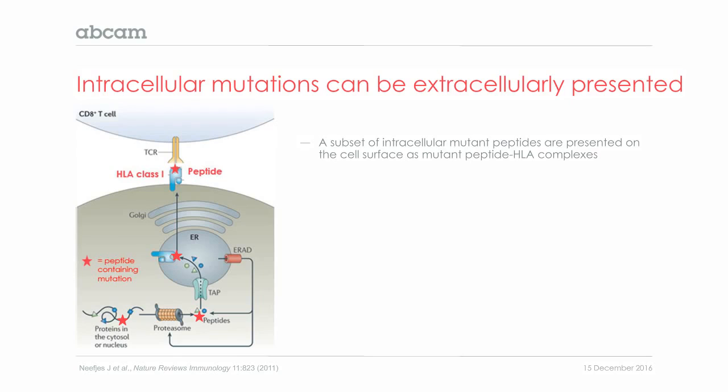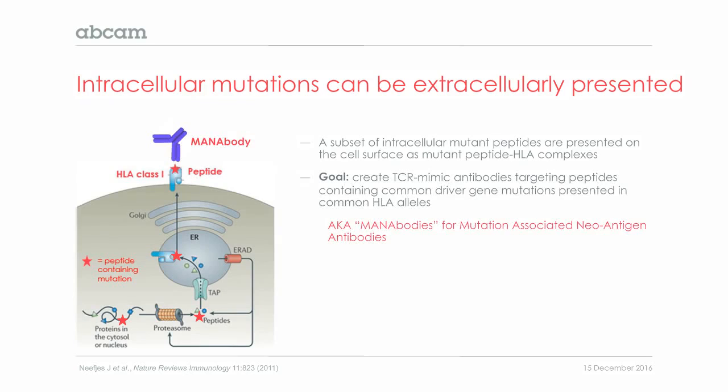However, we know that for the vast majority of patients and the majority of cancer types, checkpoint blockade drugs are not enough. And so that's where the goal of our project comes in. Our goal is to create TCR-mimic antibodies targeting peptides containing common driver gene mutations presented in common HLA alleles. And that's because not all patients have a strong enough endogenous anti-cancer T cell response. We call our antibodies MANAbodies for mutation-associated neo-antigen antibodies.